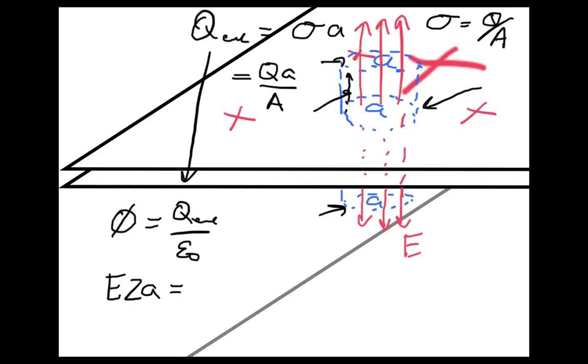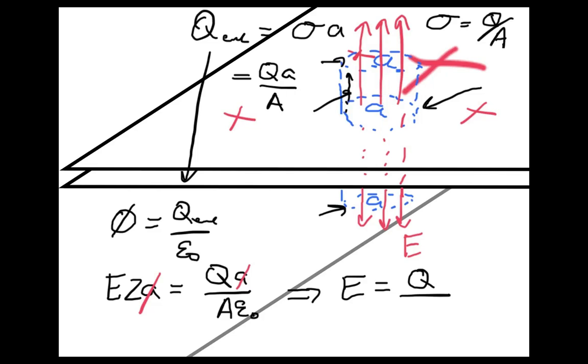And we said the Q enclosed is sigma a, or Q little a over big A. And so now we're ready to go. We can calculate our E field. The little a's cancel out. That's good because we made them up. Oh, I forgot my epsilon naught here. And so this tells us that the E field due to the top plate is equal to Q over 2A epsilon naught.